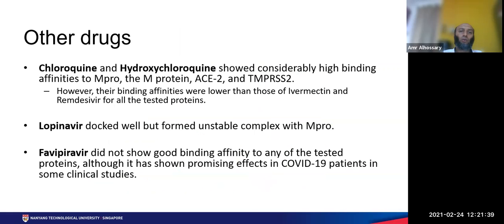For the rest of the drugs, chloroquine and hydroxychloroquine showed considerably high binding affinities to main protease, M protein, ACE2, and TMPRSS2. However, their binding affinities were lower than those of ivermectin and remdesivir for all tested proteins. Lopinavir also docked well with membrane protein. However, upon simulation, it formed unstable complex. Finally, the favipiravir did not show any good binding affinity to any of the tested proteins, although it was reported to be of a good result with patients in some clinical studies.